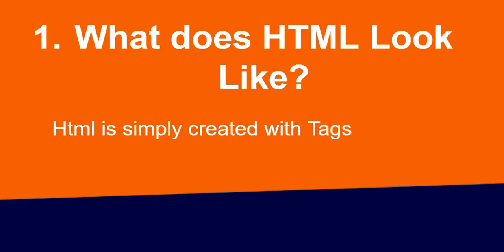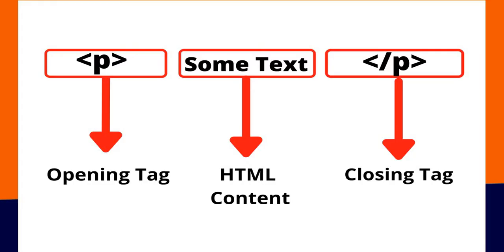HTML is simply created with tags, and tags are like keywords which define how the web browser will format and display the content. With the help of tags, a web browser can distinguish between HTML content and simple content. HTML tags contain three main parts: opening tag, content, and closing tag. We have the opening tag, HTML content, which is some text, and closing tag.